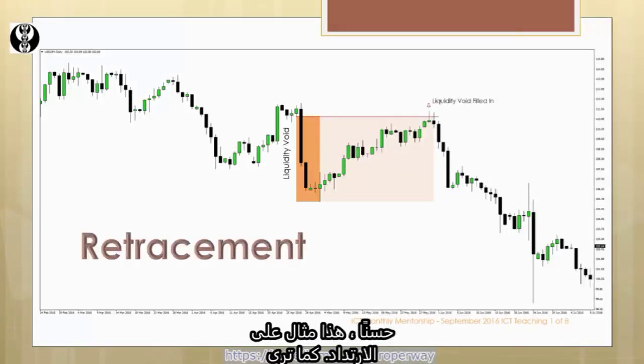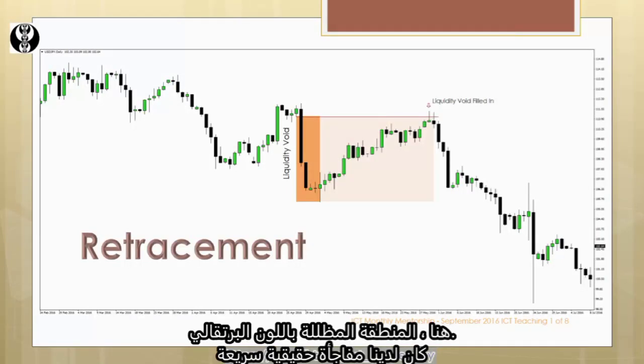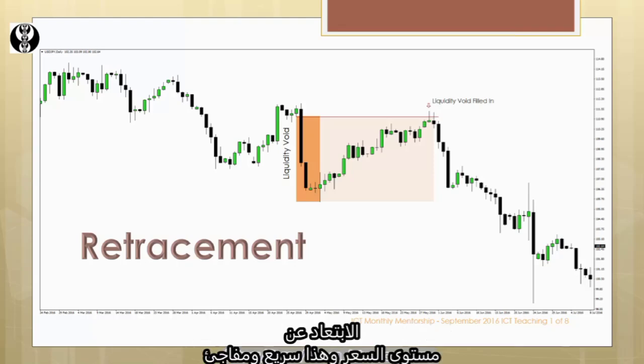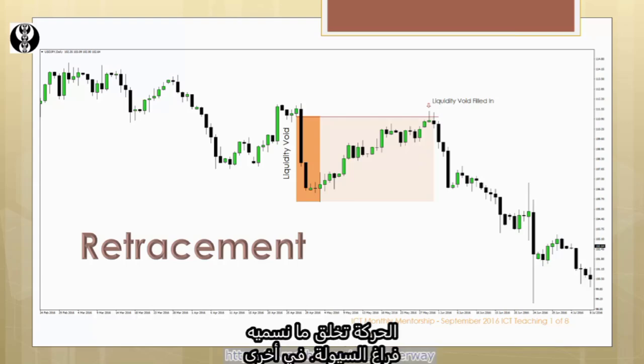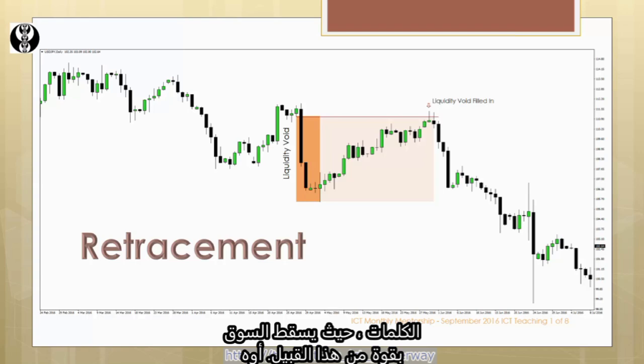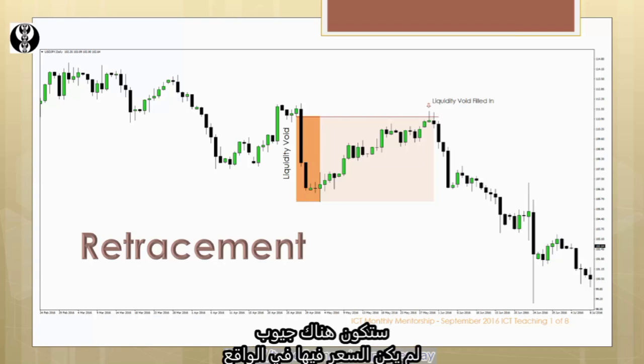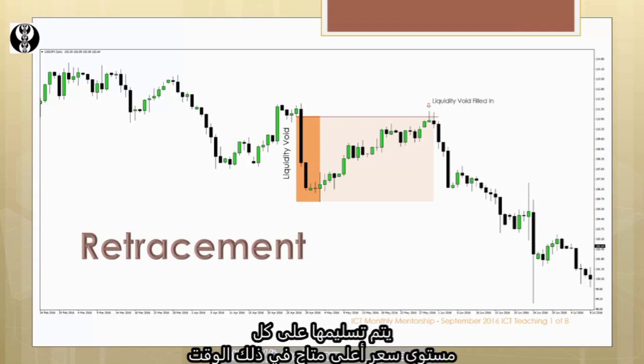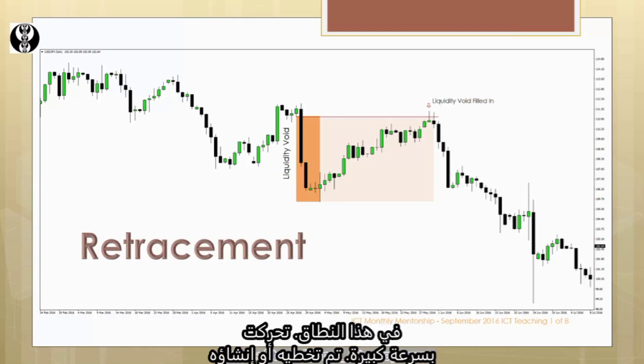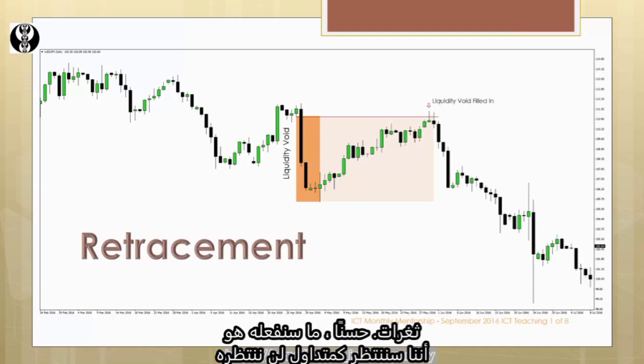Okay, this is an example of a retracement. As you can see here, the orange shaded area, we had a real quick sudden movement away from a price level, and that quick sudden movement creates what we call a liquidity void. In other words, as the market drops aggressively like that, there's going to be pockets where the price wasn't actually delivered on every available price level in that range. It moved too quickly, it skipped, or it created gaps.